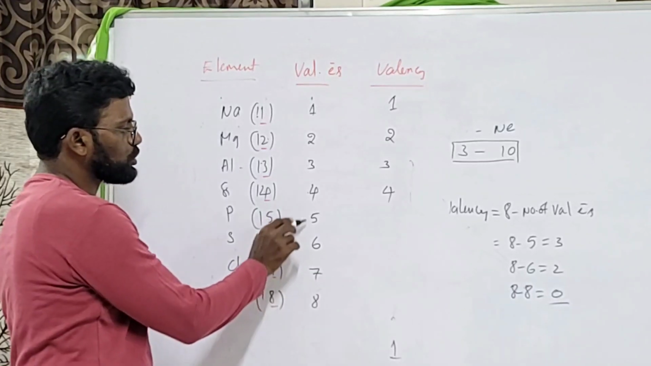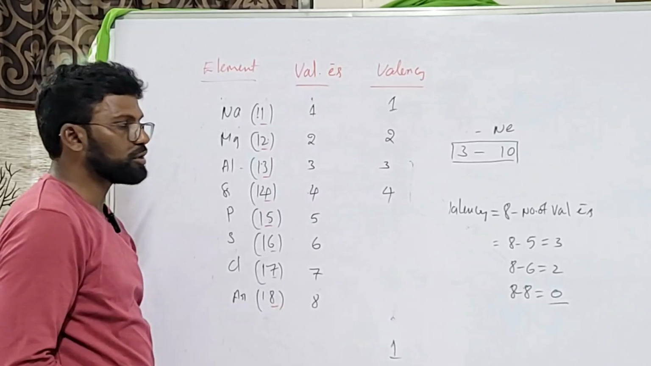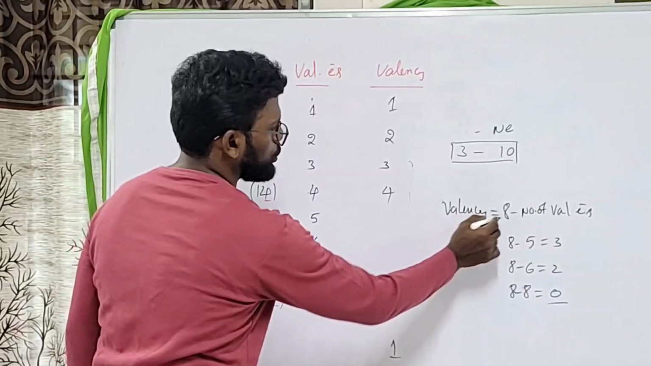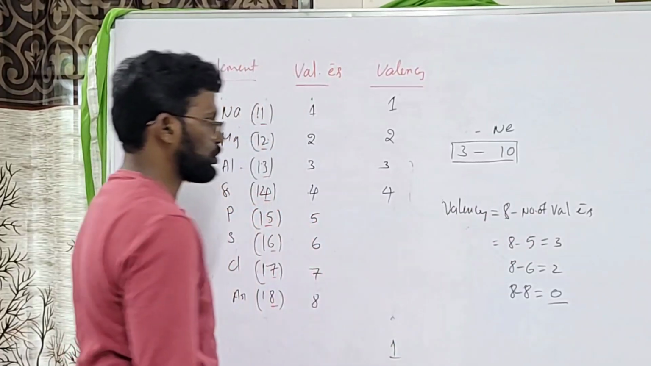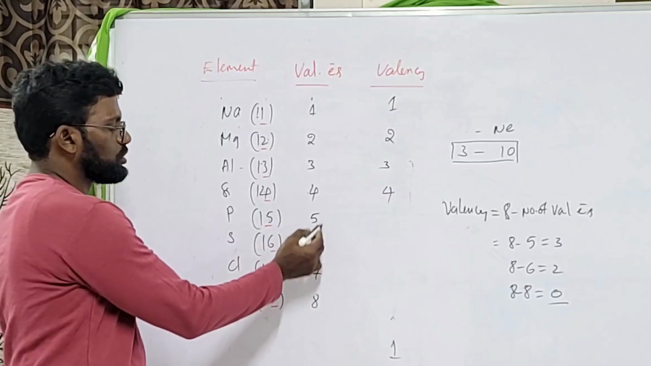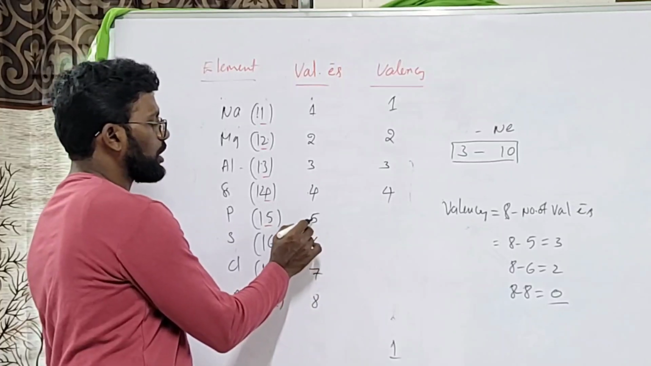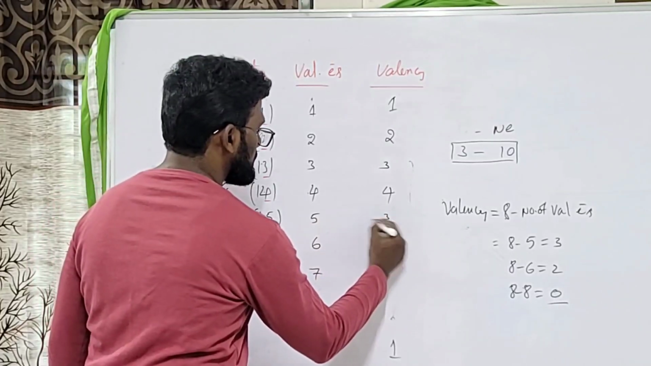If the number of valence electrons is more than 4, then what do we need to do? There is a formula to find the valency. Valency is equal to 8 minus the number of valence electrons, if the number of valence electrons is more than 4. So here, what is the difference between 5 and 8? It is 3. So valency 3.